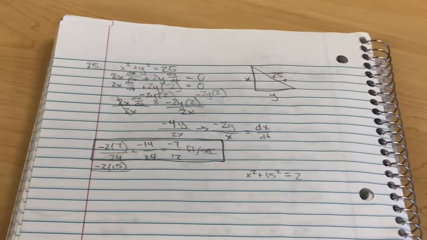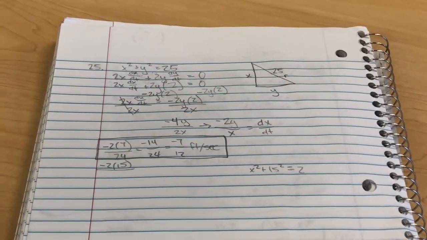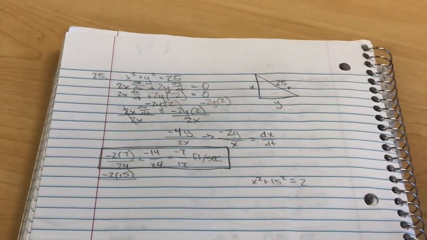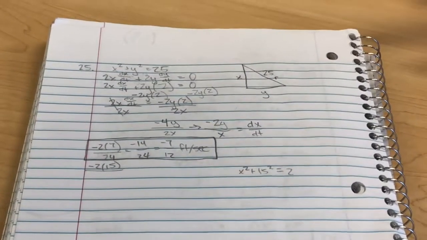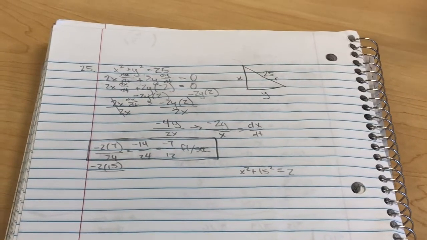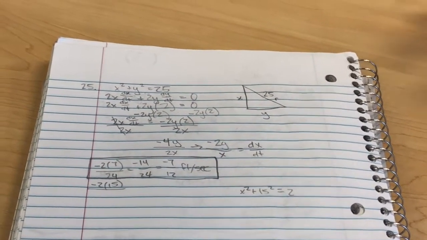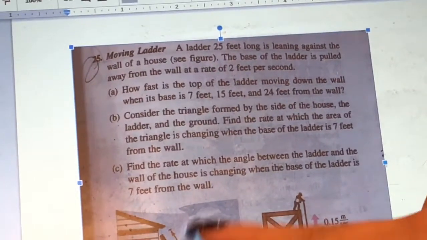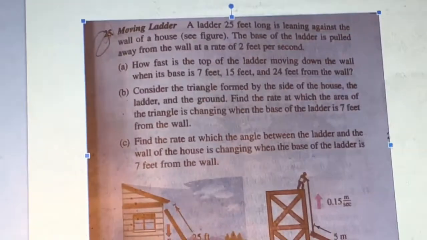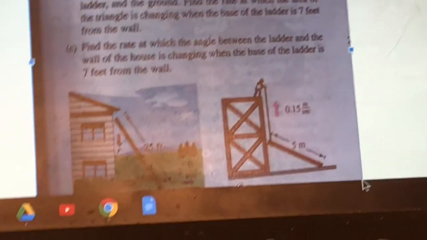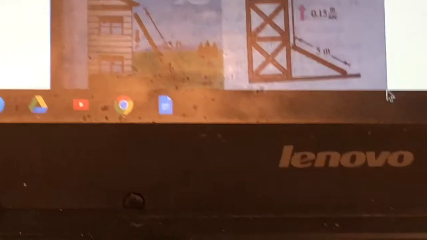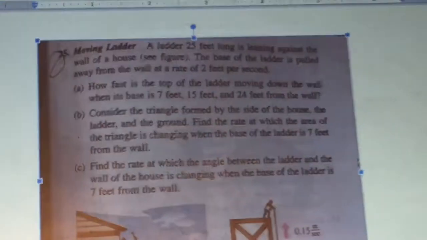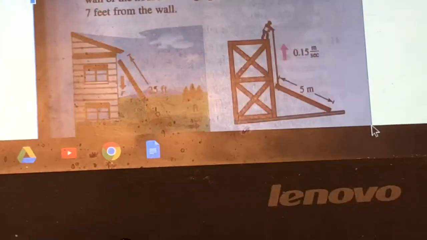Okay, so another topic that we learned this year was related rates, and it's basically everything we've learned in the chain rule, except now it's dealing with dx over dt, so the derivative with respect to time. So the problem asks, a ladder 25 feet long is leaning against the wall of a house, and the picture's over there. The base of the ladder is pulled away from the wall at a rate of 2 feet per second. How fast is the top of the ladder moving down the wall when its base is 7 feet, 15 feet, and 24 feet from the wall?